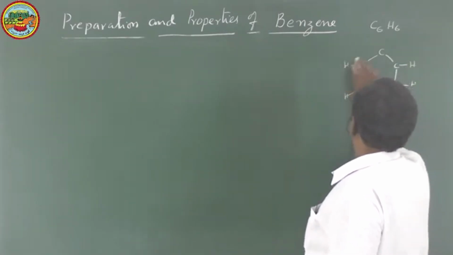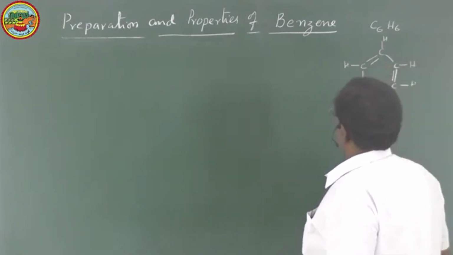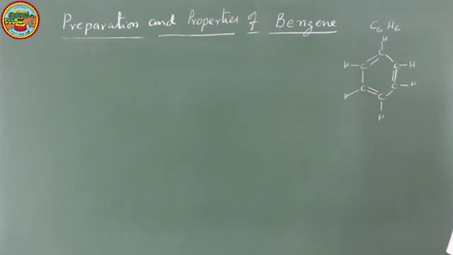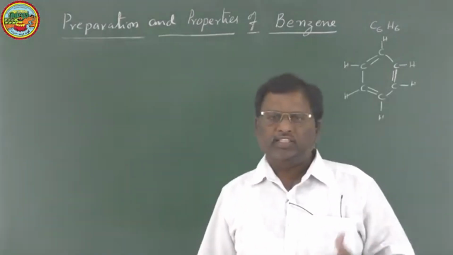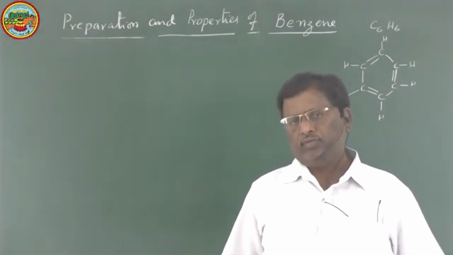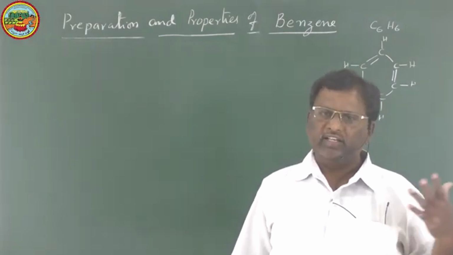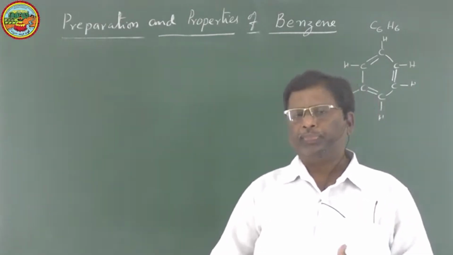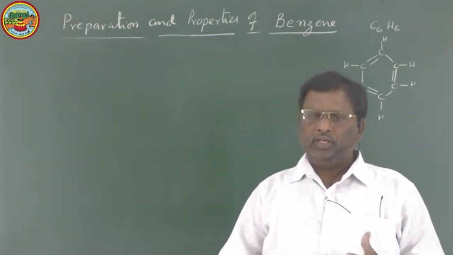Here each carbon is in sp2 hybridization. We have alternate double and single bonds. This is the structure of benzene, C6H6. Benzene is prepared as a byproduct in the distillation of coal tar. Industrially, benzene is obtained this way. But in the laboratory, it can be prepared in many ways.